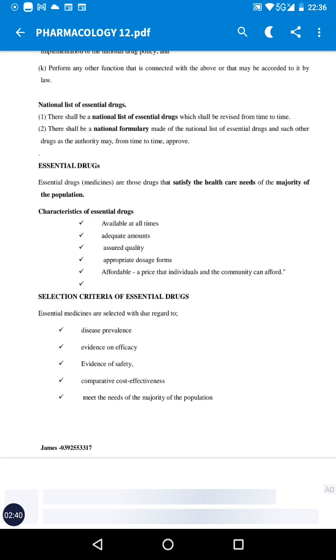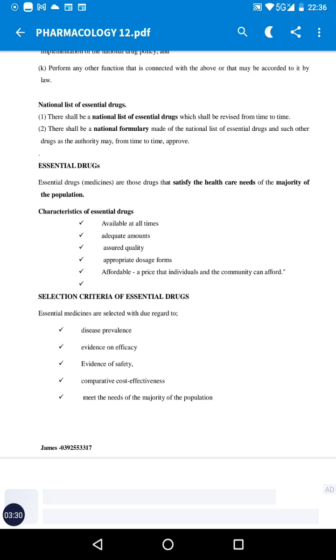Now, the National Drug Authority also has a role to play towards the essential drugs, ensuring that the list is always revised, and ensuring their quality and consistency in their quality. But most importantly, understanding essential drugs. Here we are saying that essential medicines are those drugs that satisfy the healthcare needs of the majority of the population, and they have some of the following characteristics.